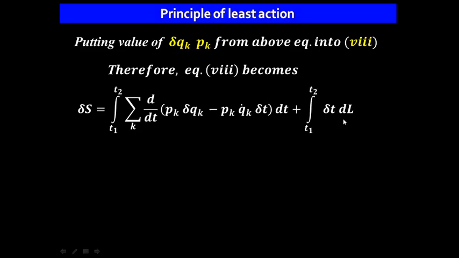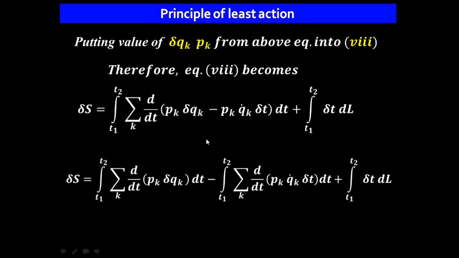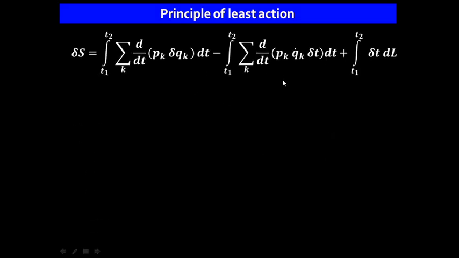Now we will separate these two terms, since the summation and integration are common to both terms. So the integral from t1 to t2, summation over k, is the first term, minus the integral from t1 to t2, summation over k of d by dt, is the second term. Now I have written the same step again, but look here: here is the integration and here is the d by dt differentiation. We know that integration and differentiation are inverse processes, so they can be cancelled out.